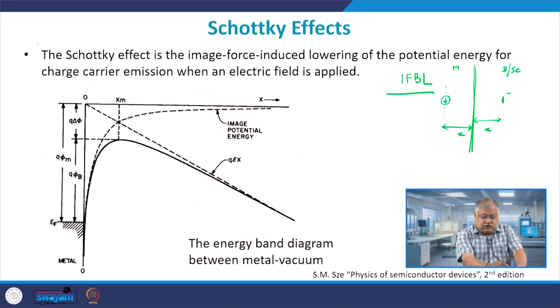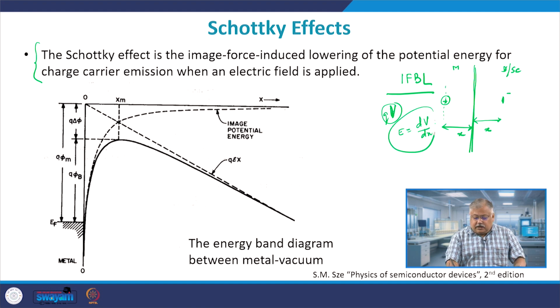Now, this statement shown here says that the Schottky effect is the image force induced barrier lowering of the potential energy for the charge carrier's emission when an electric field is applied. If you apply an electric field, there will be an energy given by Q into E, where E is the available electric field, or Q into V will be the energy available to you. The electric field is nothing but dV by dx, and therefore, if the value of V is there, there will be an effective energy barrier lowering because it is a negative charge.